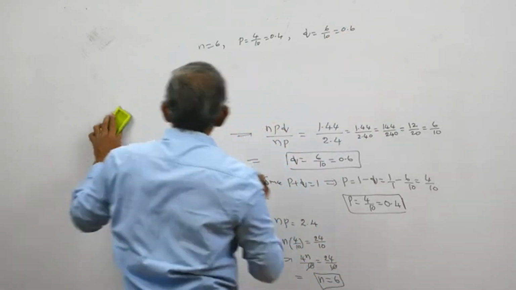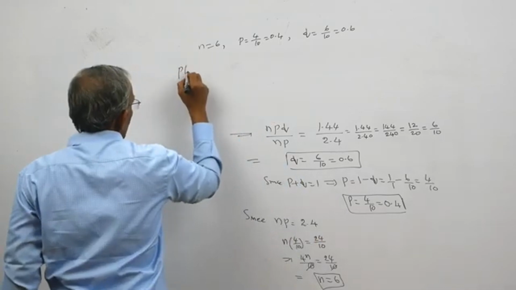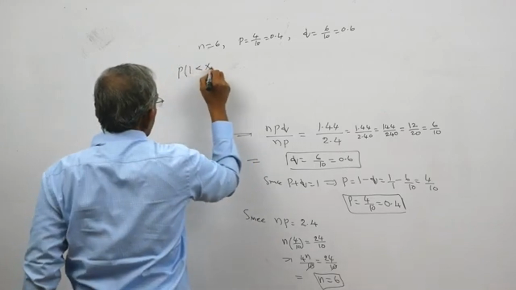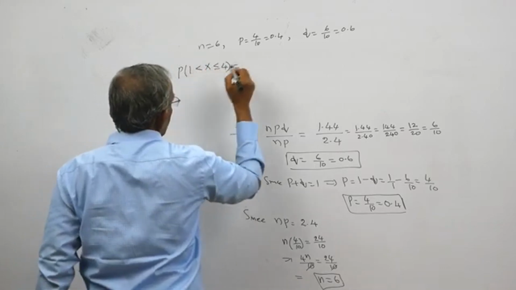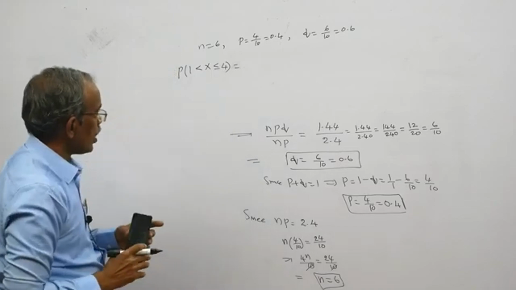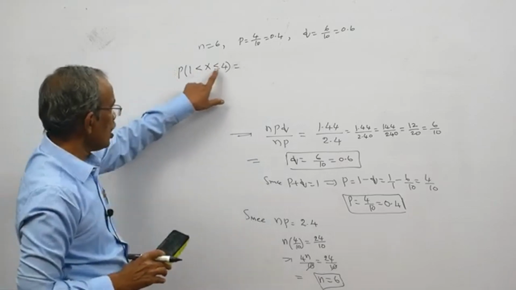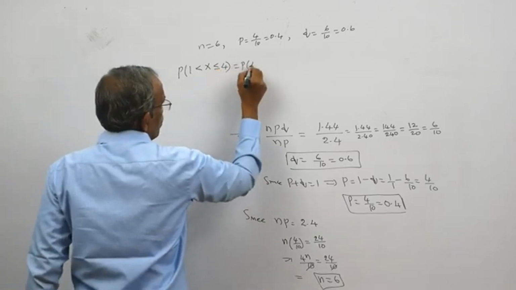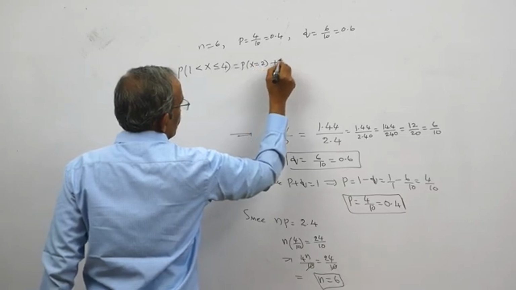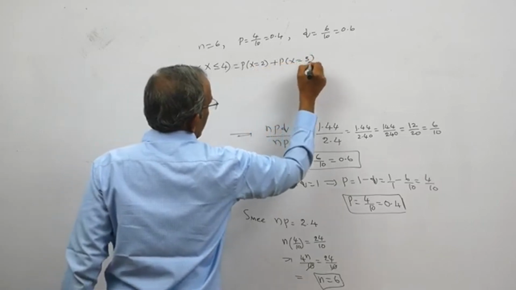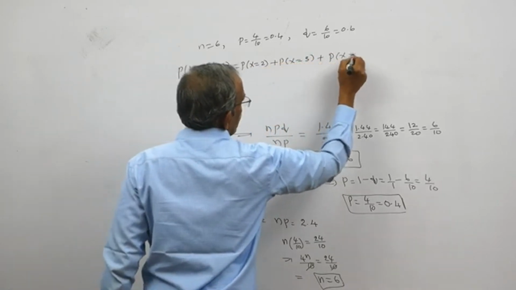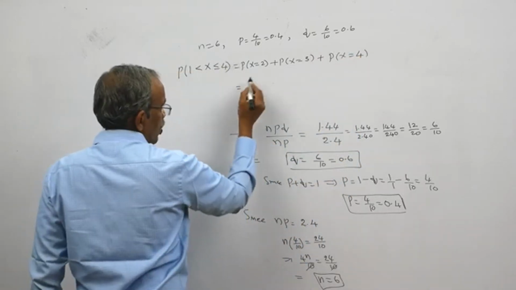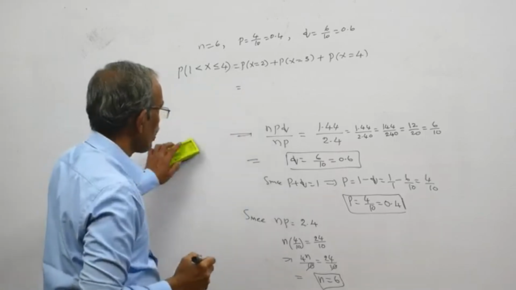Now we have to find the value of 1 less than x less than or equal to 4. That means x takes values greater than 1 and less than or equal to 4. Greater than 1 means let us take P of x equal to 2, P of x equal to 3 plus P of x equal to 4. P of x equal to k, the formula we know is nCk p to the power k q to the power n minus k.